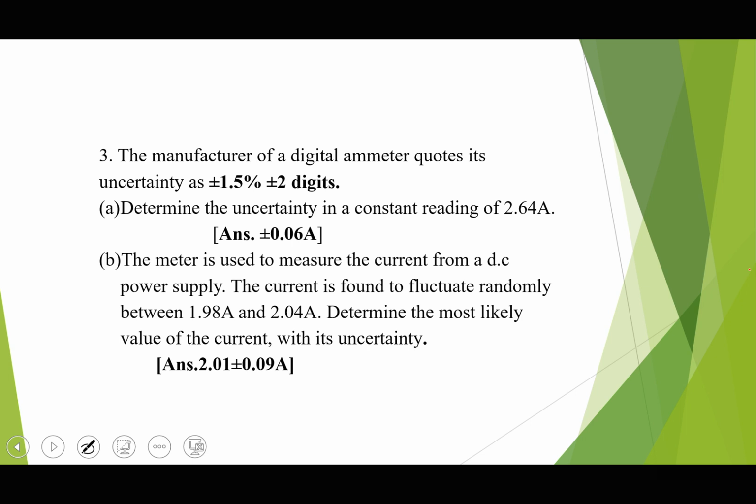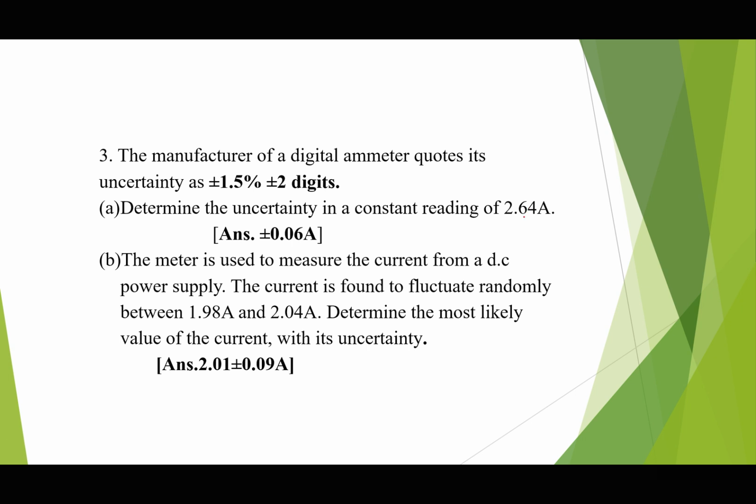I'll try number 3 for you. The manufacturer of a digital ammeter quotes its uncertainty. It is quoted as plus or minus 1%, plus or minus 2 digits. Determine the uncertainty in a constant reading.